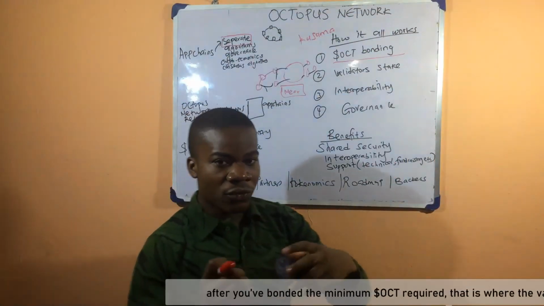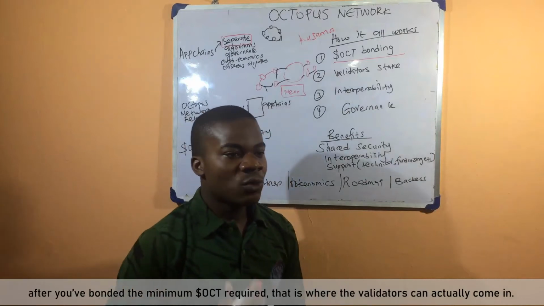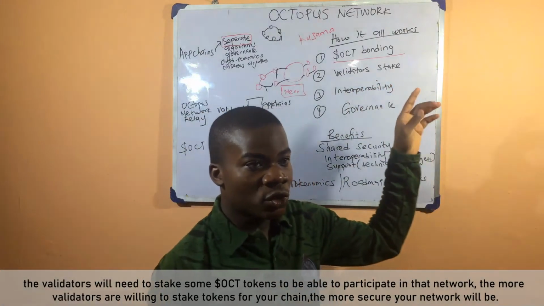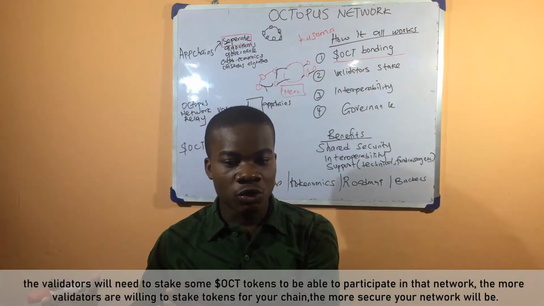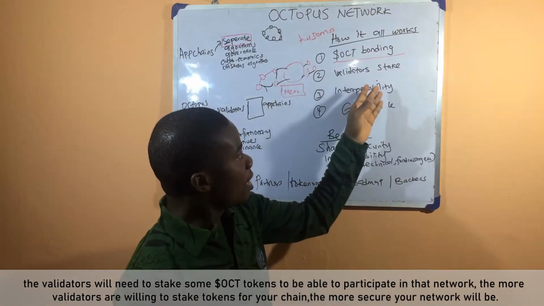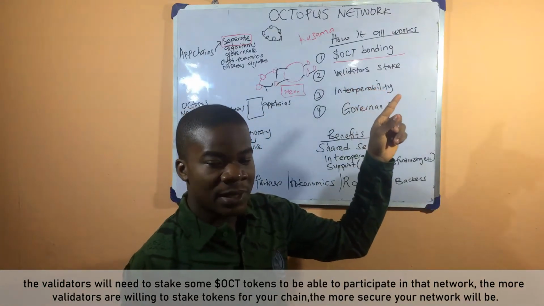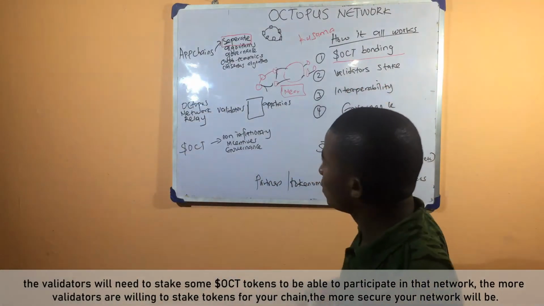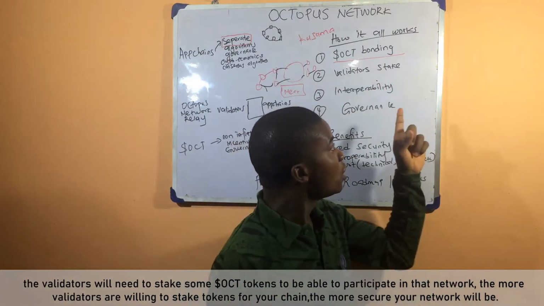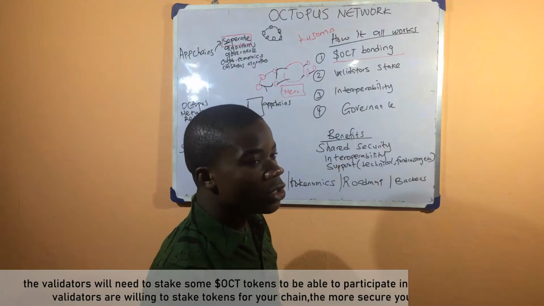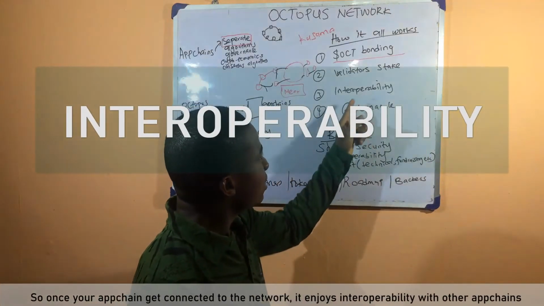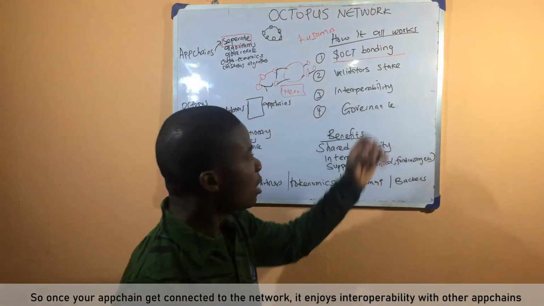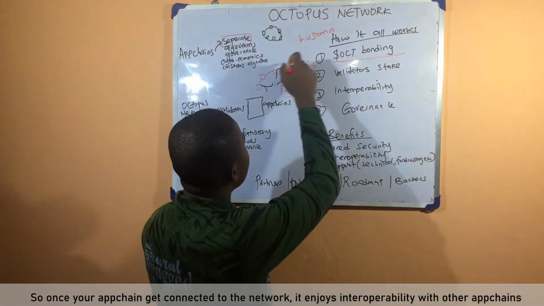And then the next thing, after you've acquired that slot, is that the validators can come in. The validators will need to stake some tokens to be able to participate in that network. The more validators are willing to stake OCT tokens on your behalf, the more secure the network will be. And then the next thing is interoperability. Once the system gets closer to the network, it enjoys interoperability and can interoperate with any of these other options.